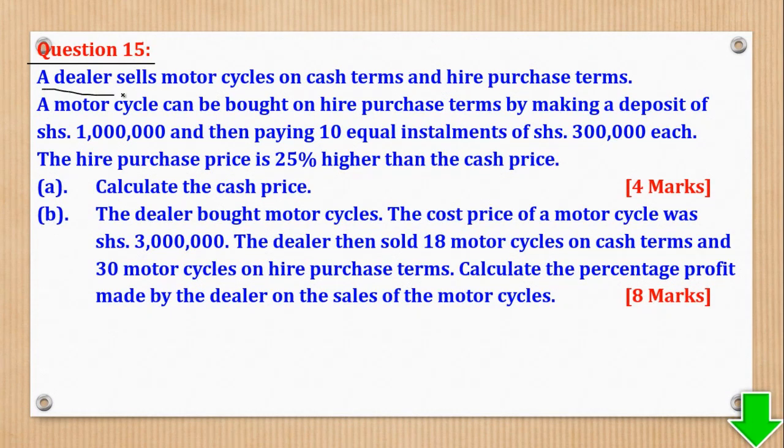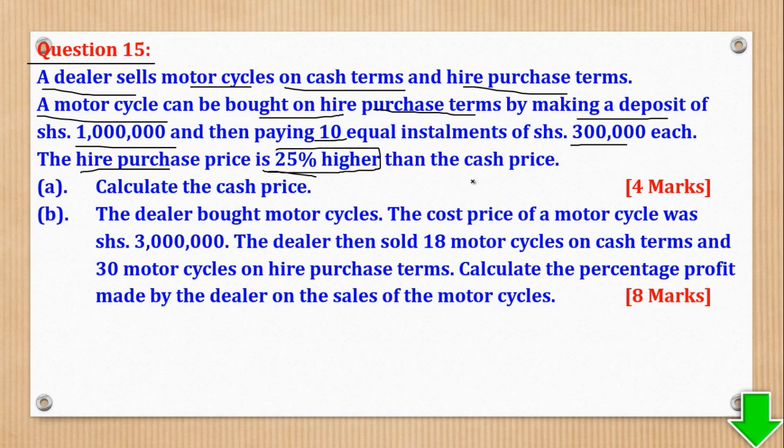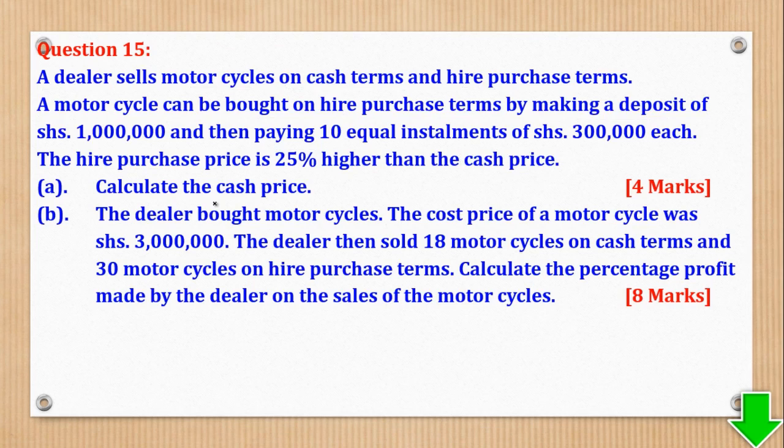Question 15 says, a dealer sells motorcycles on cash terms and hire purchase terms. A motorcycle can be bought on hire purchase terms by making a deposit of 1 million and then paying 10 equal installments of shillings 300,000 each. The hire purchase price is 25% higher than the cash price. Calculate the cash price. I think let's begin with that.